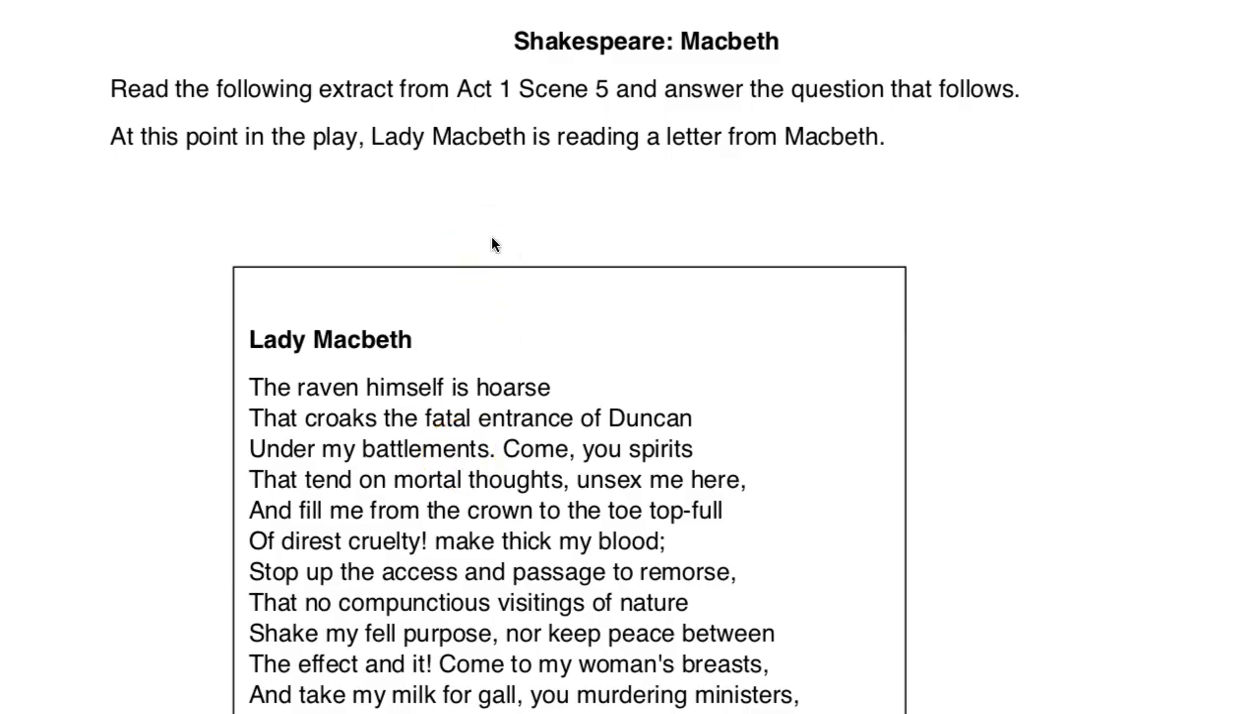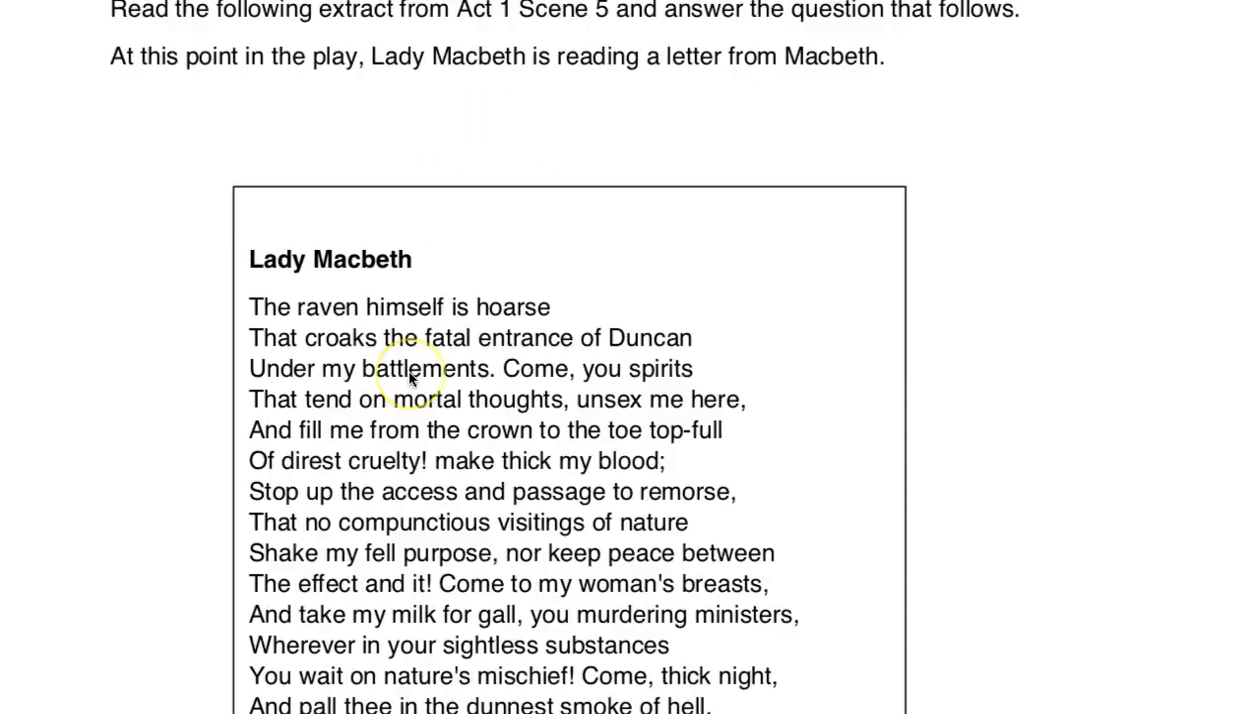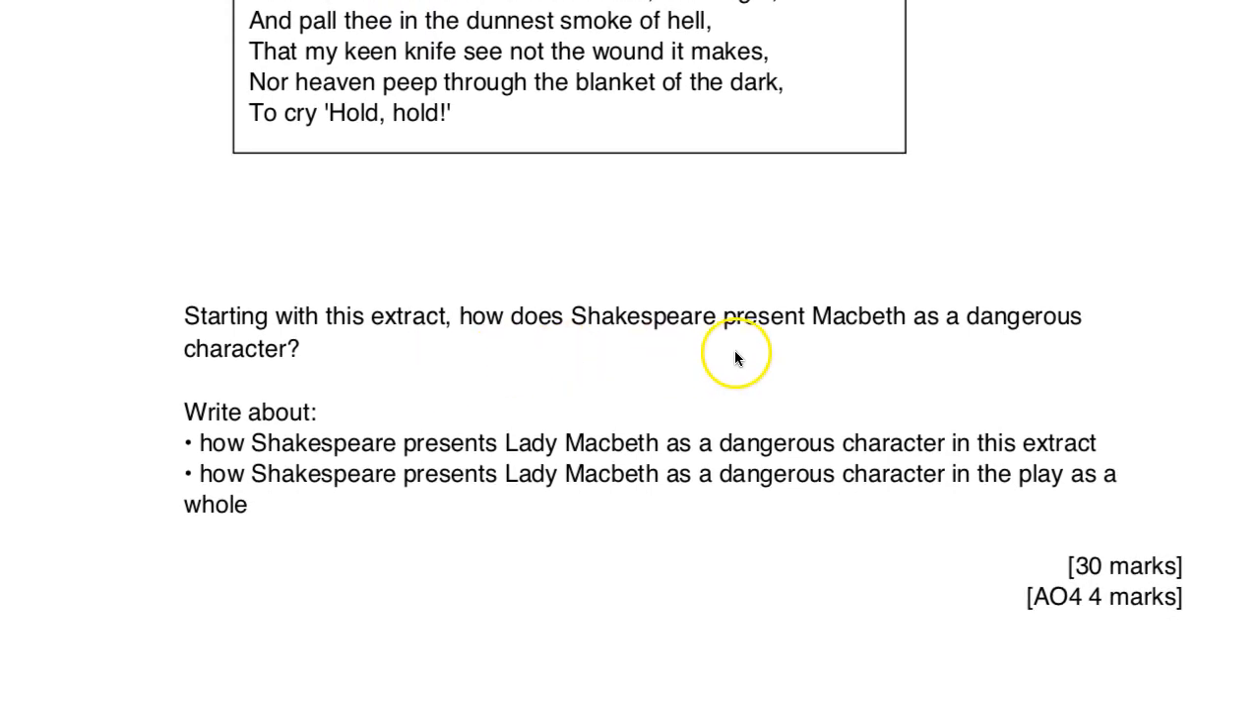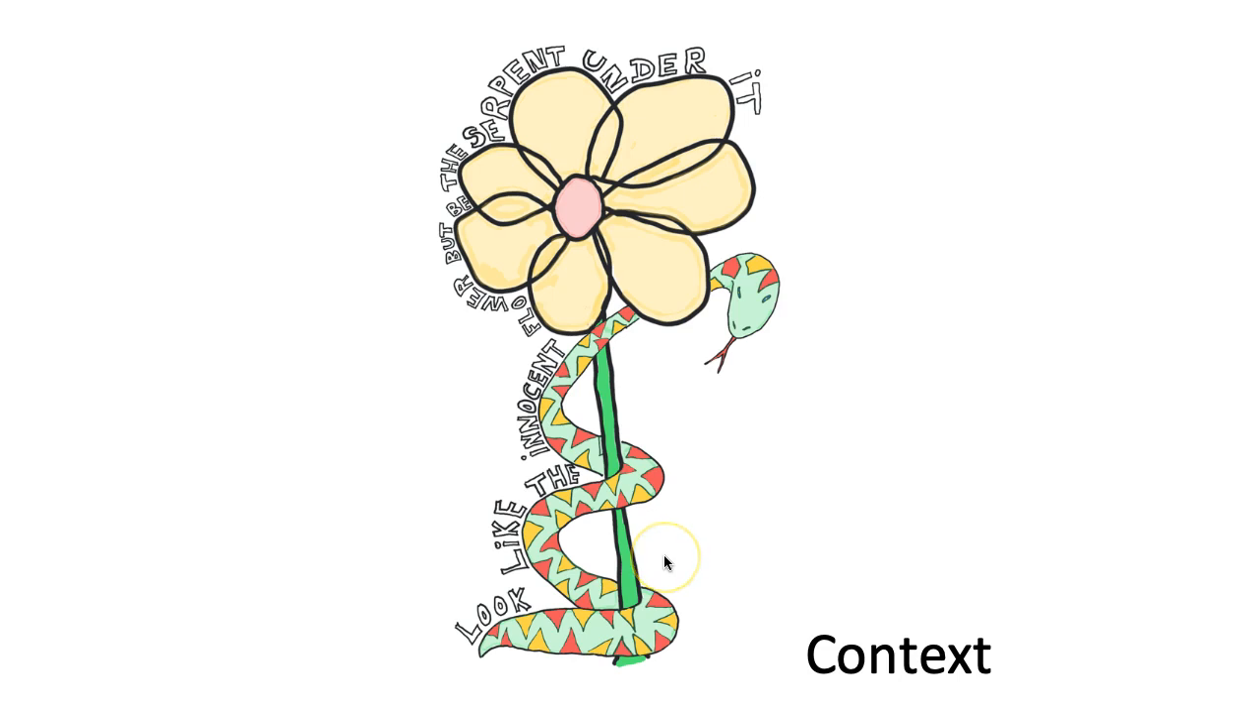Right, let's sample another question which looks like it's going to be about Lady Macbeth. We're looking at the letter that Macbeth wrote to her. And how does Shakespeare present Macbeth as a dangerous character? Well, brilliant. This brings us to the idea of duplicity. Duplicity is where you, in fact, deceive the observer. And we can see clearly that Macbeth is duplicitous.